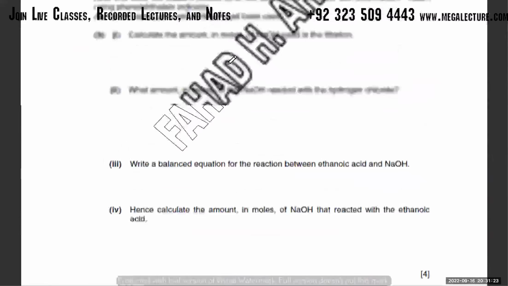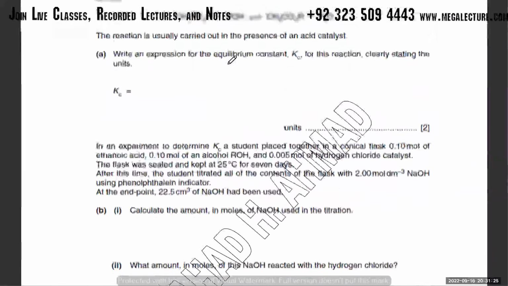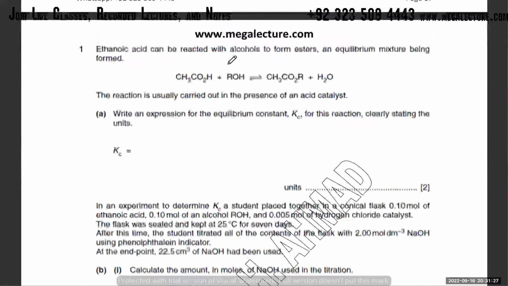Yes, this question. Now this question is kind of like moles and Kc mixed together. So there's an alcohol reacting with a carboxylic acid in equilibrium with an ester and a water molecule, right? To write an expression, product over reactants, you can write that. It will have some unit.